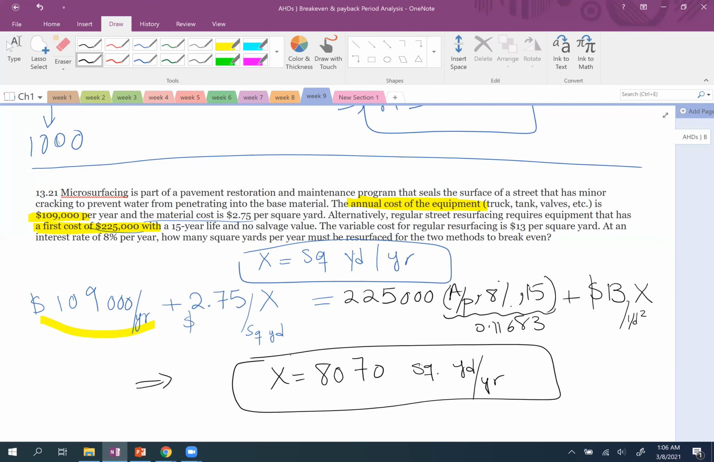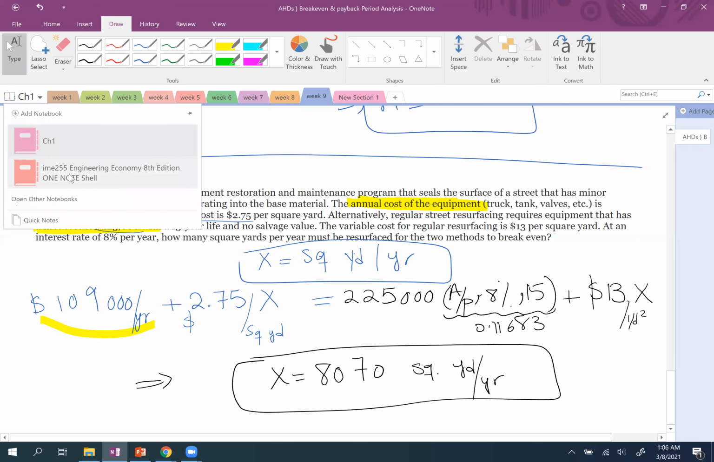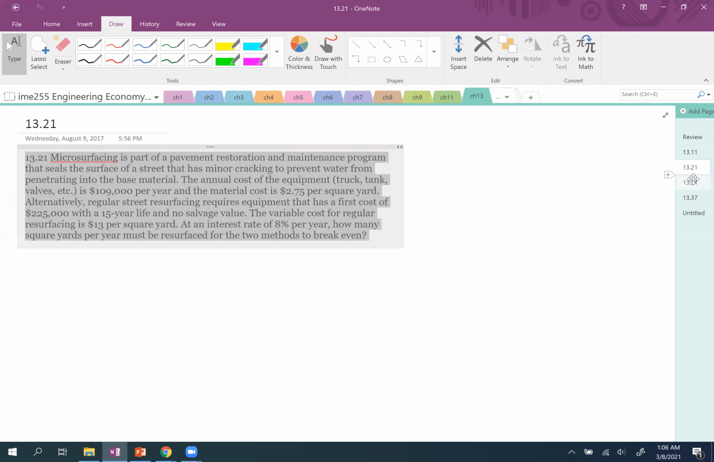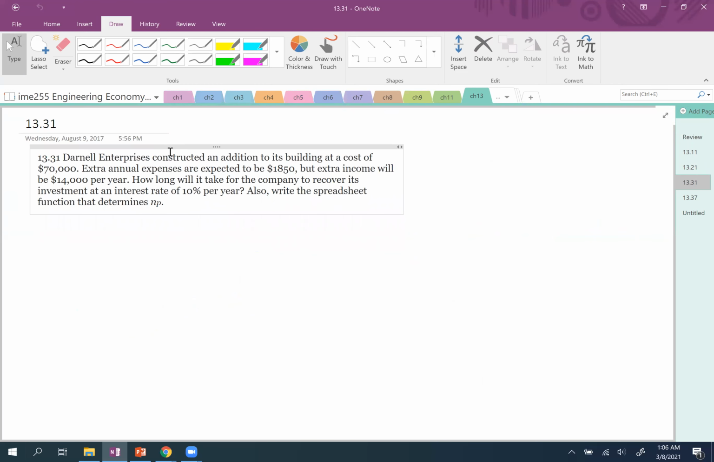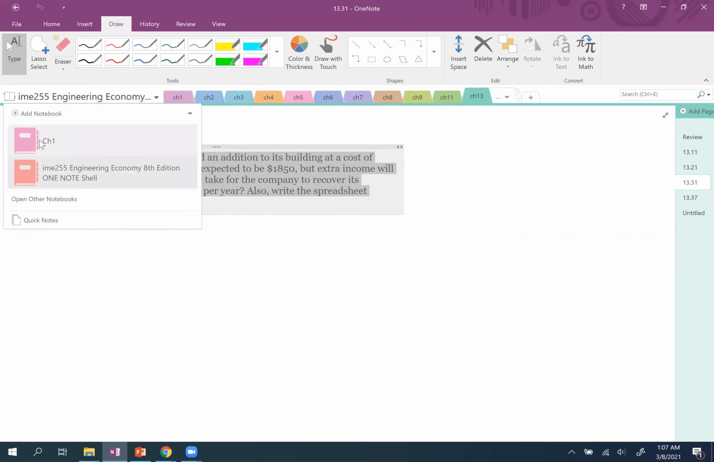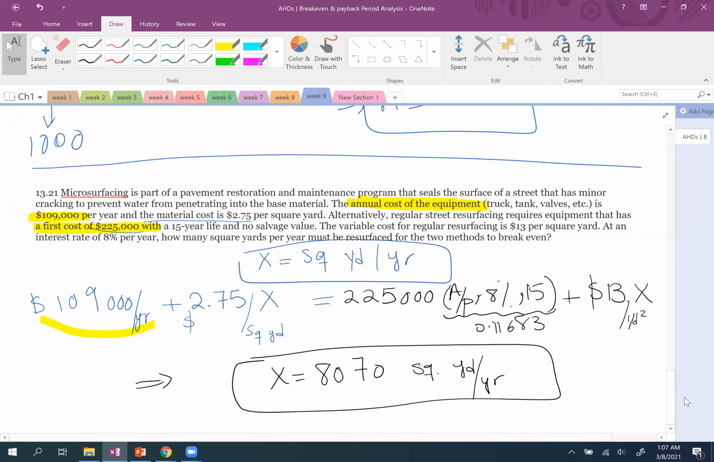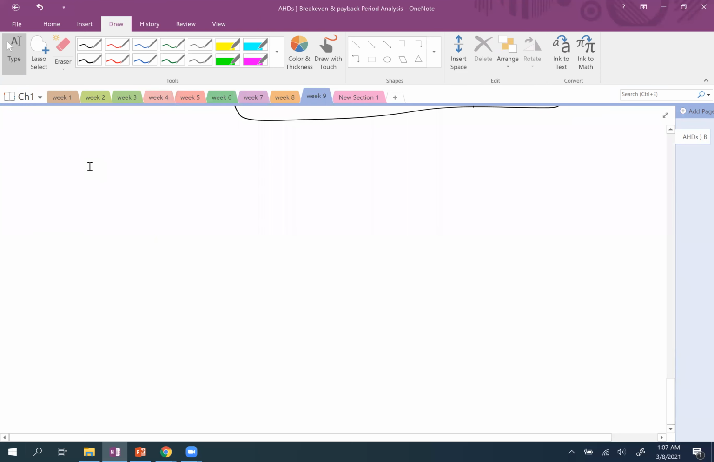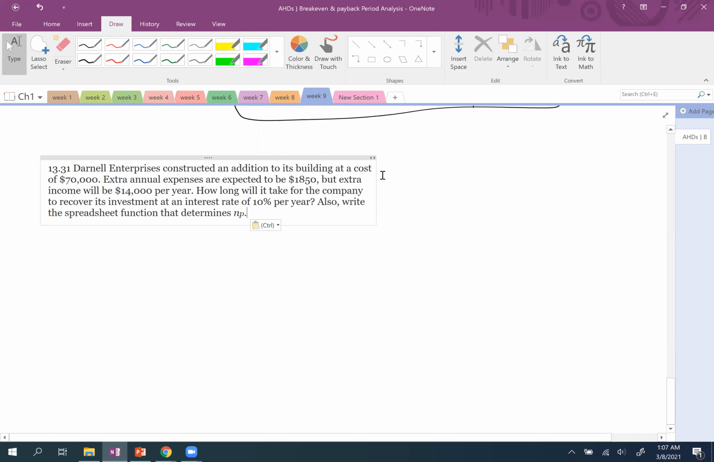So the next example that we are going to solve will be problem 31 from your book. Again, after you read this problem, please pause the video. Make sure that you give yourself some time to solve this problem. Once you're done solving the problem, continue watching the video for the solution.